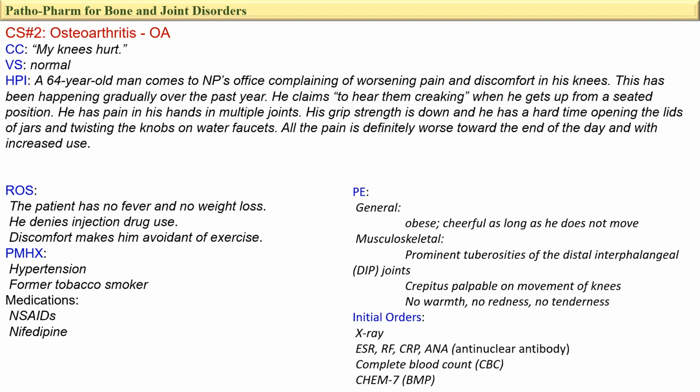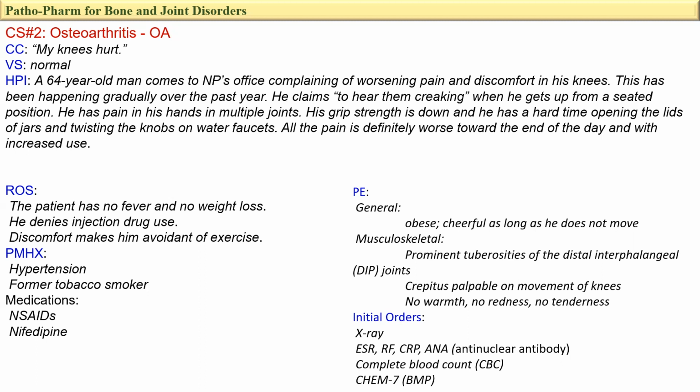So osteoarthritis, case study number 2. All right, currently this is a case study of a patient with osteoarthritis. All the indications or the history show that there is an osteoarthritis.